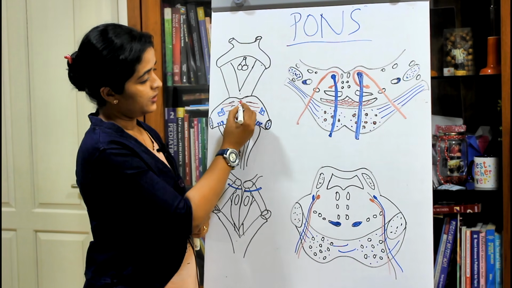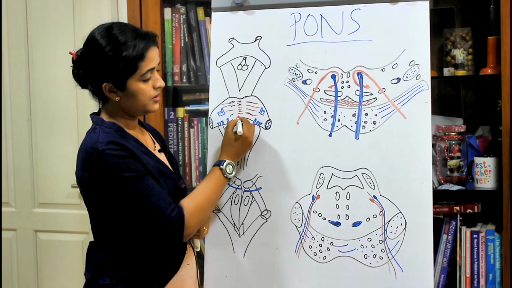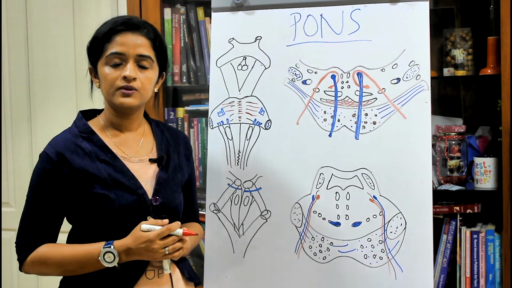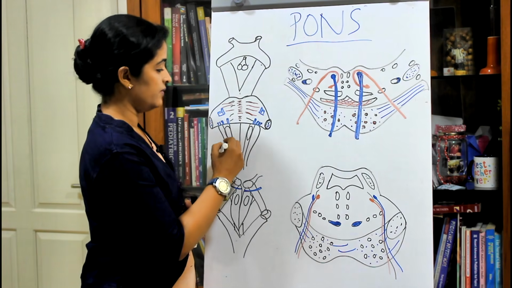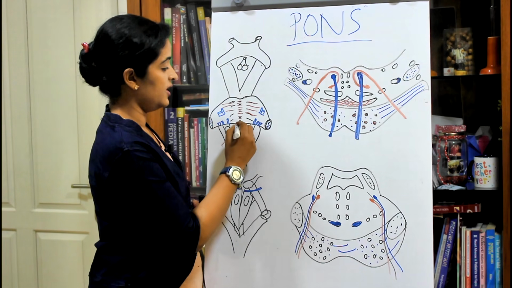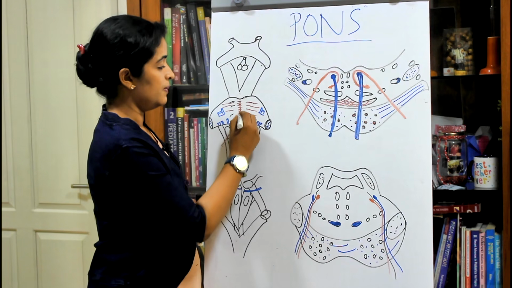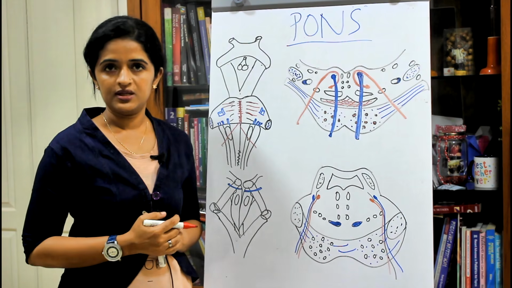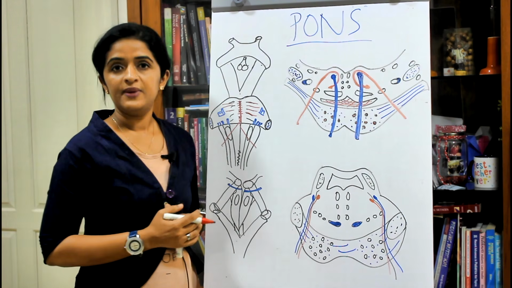And in the middle you can see a groove. This is known as the basilar groove. So why is it called the basilar groove? You have the basilar artery. You have the two vertebral arteries joining at the lower part of the pons to form the basilar artery. So this basilar artery is lying in the basilar groove. Hence this groove is known as the basilar groove.